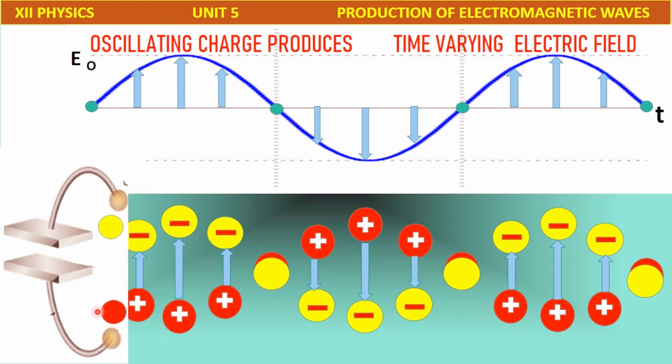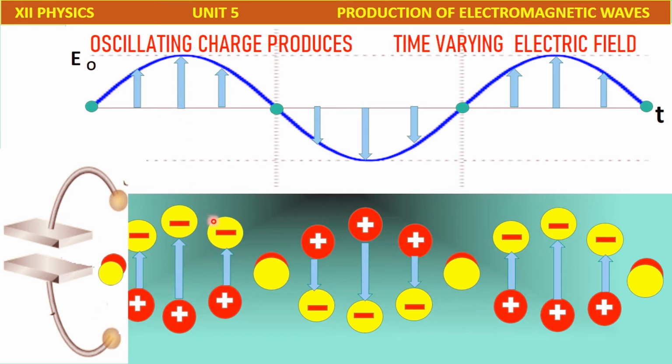Now we can plot the change in the electric field with respect to time in a graph. In this position, the positive charge is here and the negative charge is here. So the electric field line is from positive to negative and the direction of electric field is upwards. Here, the positive charge is downwards, the negative charge is up. So the blue line denotes the strength of the electric field. It is acting upwards. This position is marked here.